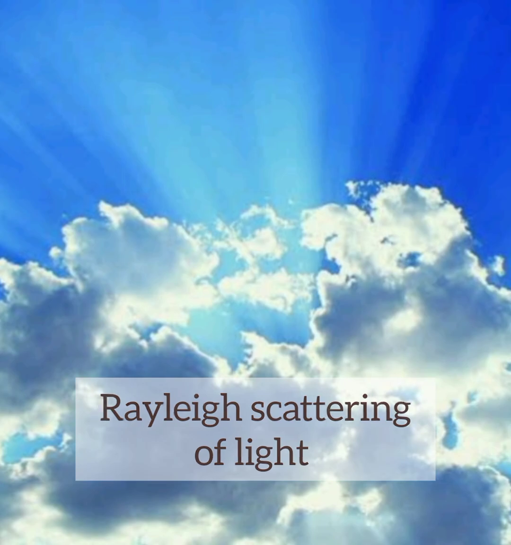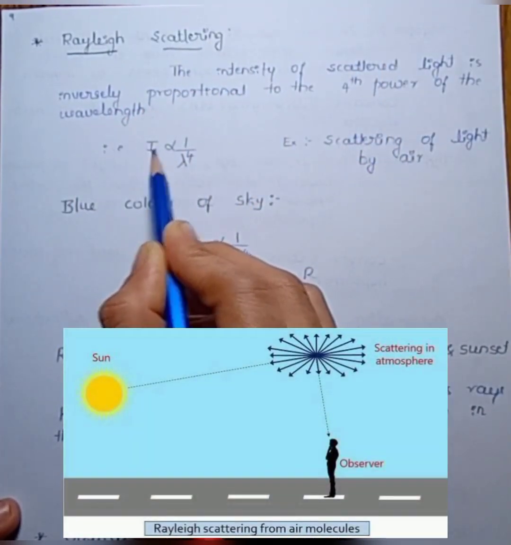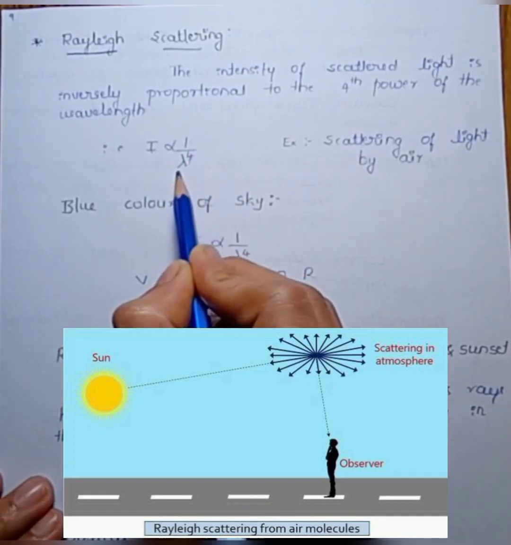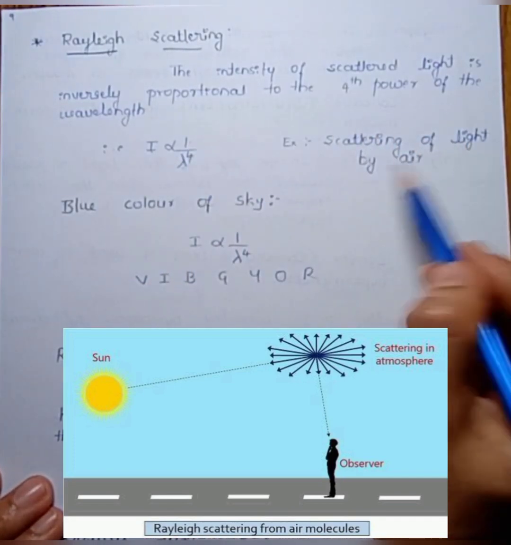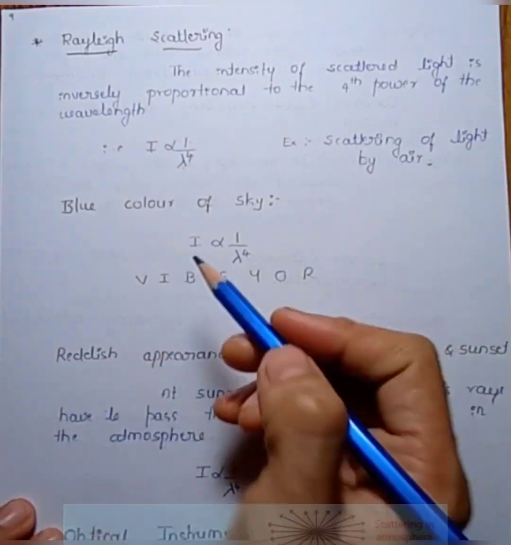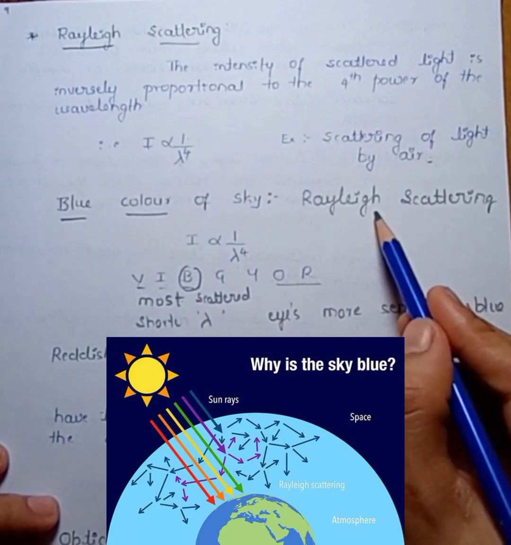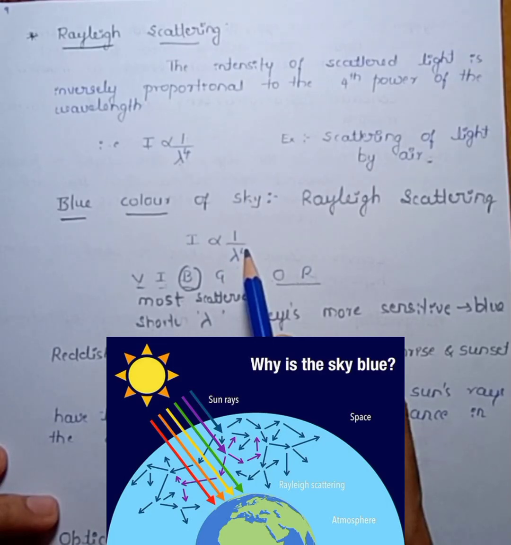Next topic is Rayleigh scattering. Here, the intensity of scattered light is inversely proportional to the fourth power of the wavelength. For example, we can see scattering of light by air in the environment. Now, why does the sky appear blue in color? This is because of Rayleigh scattering. According to Rayleigh scattering, the intensity of scattered light is inversely proportional to the fourth power of the wavelength.